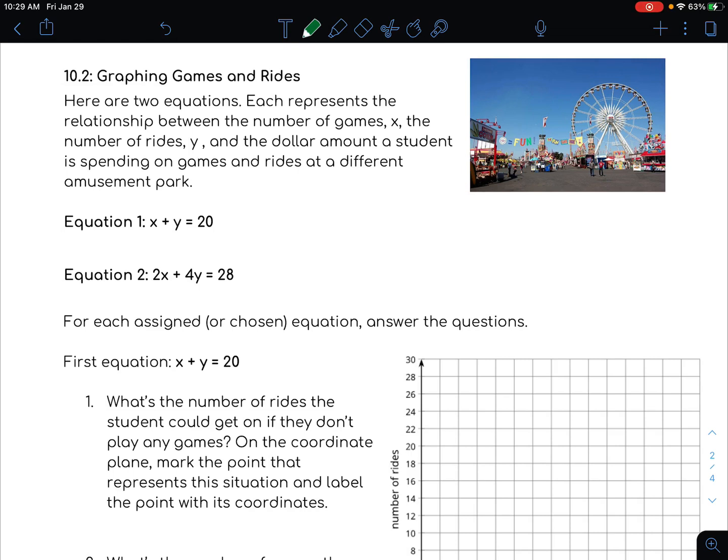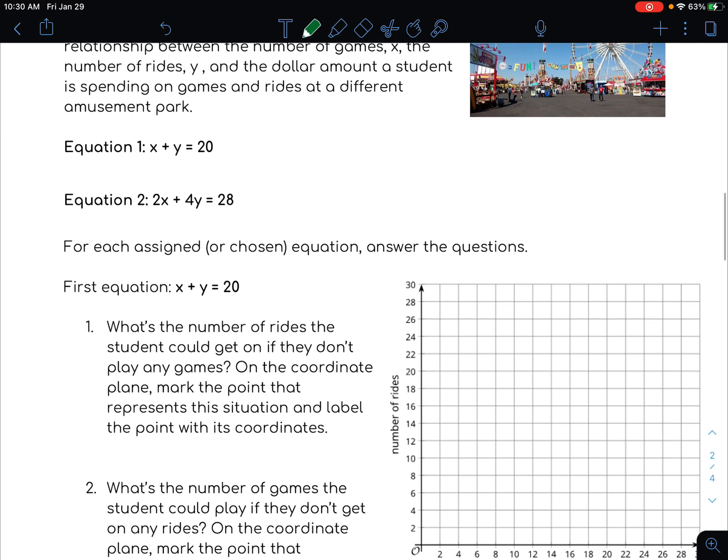Let's go ahead and continue on with a similar problem, but start to bring in a graph. Here are two equations. Each represents the relationship between the number of games, X, and the number of rides, Y, and the dollar amount a student is spending on games and rides at a different amusement park. Notice that we have something kind of similar in both equations. We have an X and a Y that add up to a dollar amount. Let's take a look at that first equation, X plus Y equals 20.